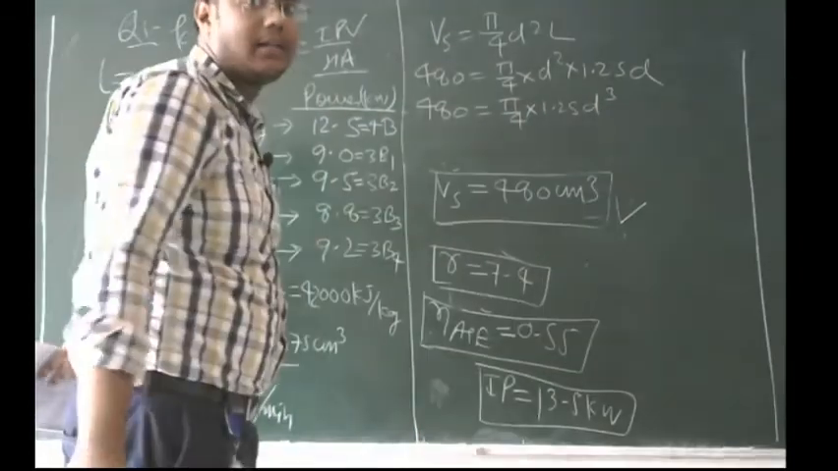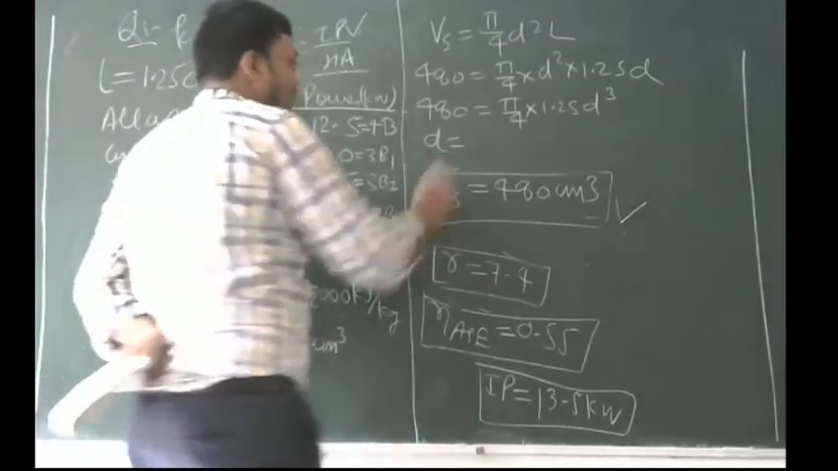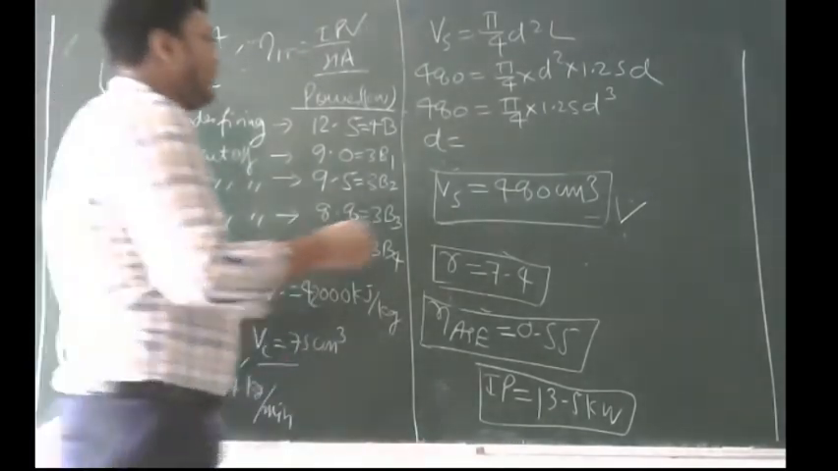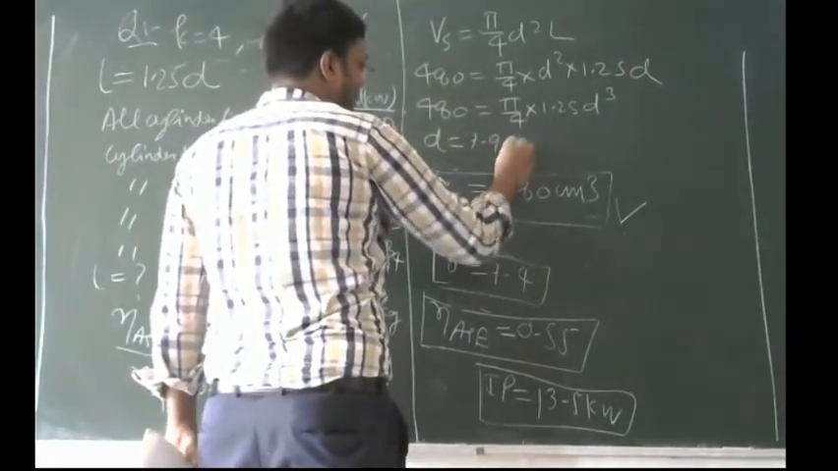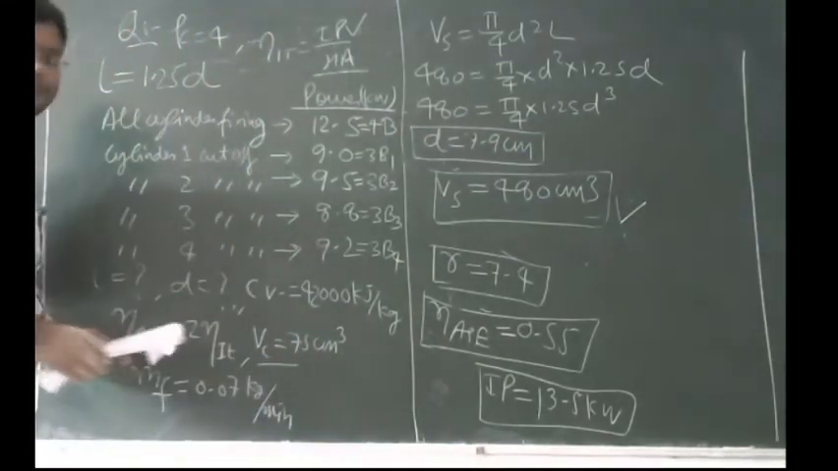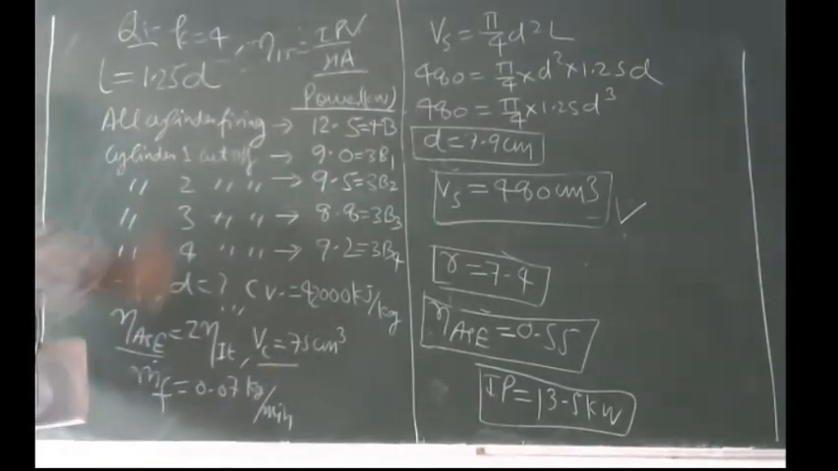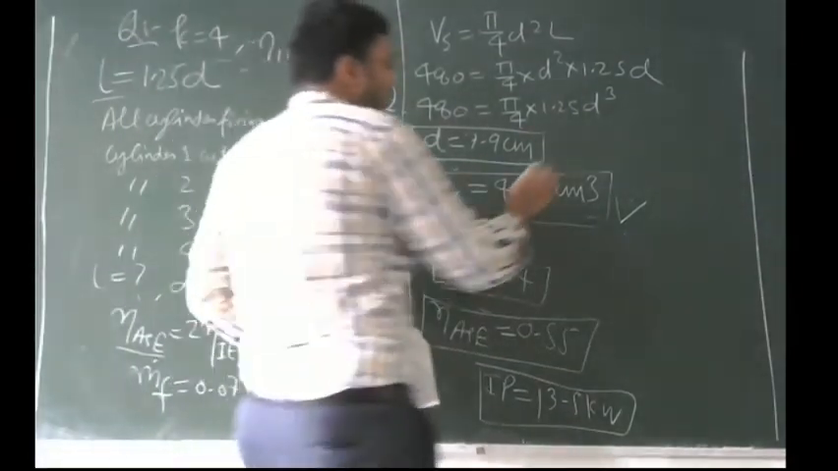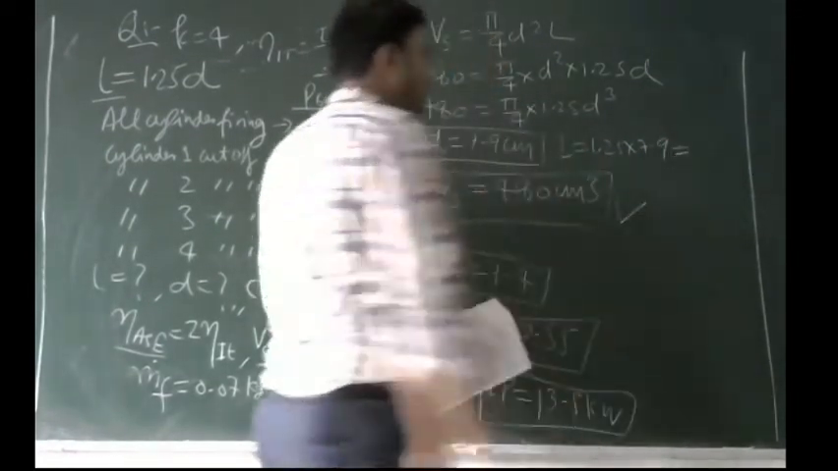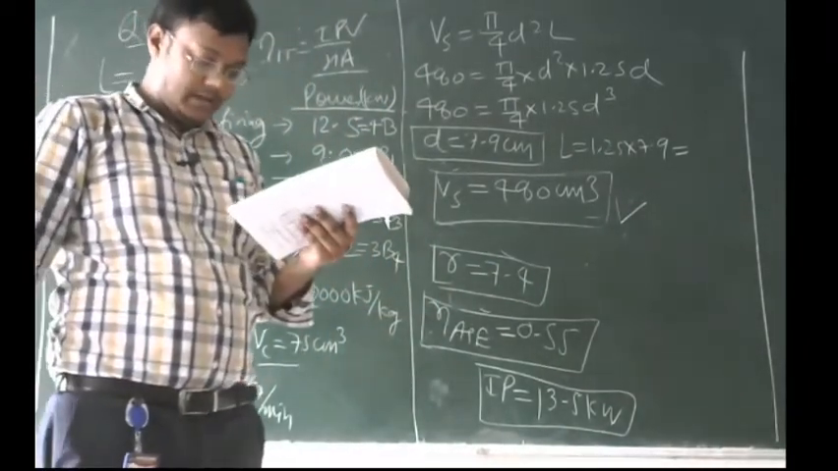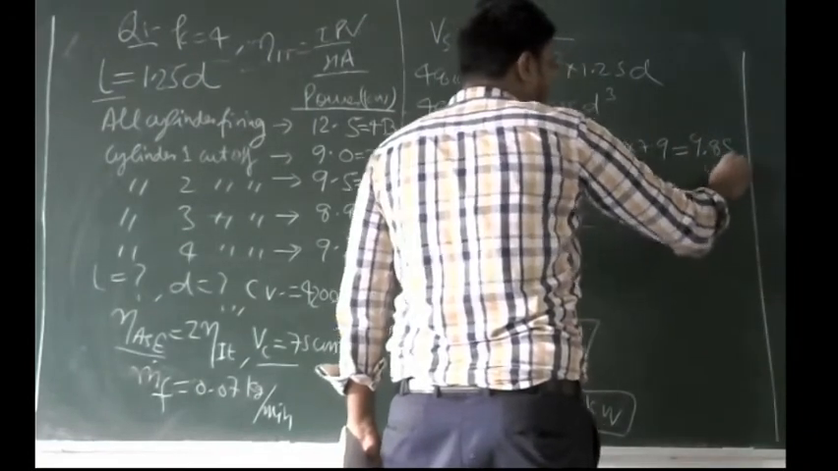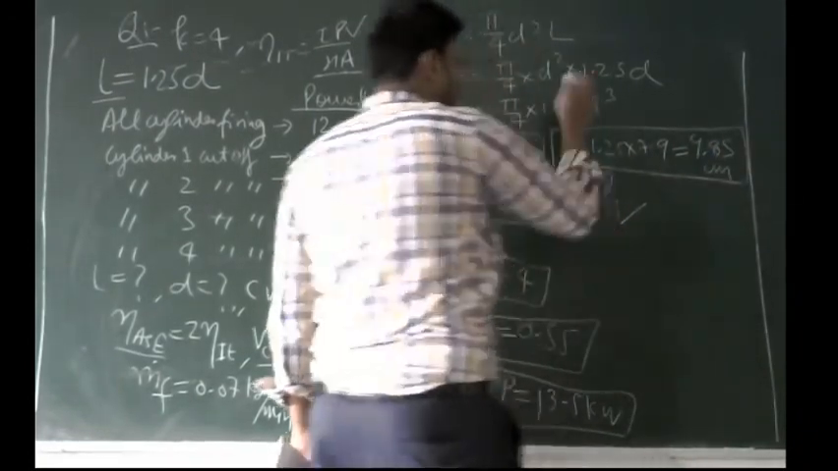When you solve this, you will get the value of d equal to 7.9 centimeter. So the first value we got, the cylinder diameter, is equal to 7.9 centimeter. Now with the help of this value, we can get the value of L. So L equal to 1.25 into 7.9, and we get L equal to 9.85 centimeter. So we got the value of L.